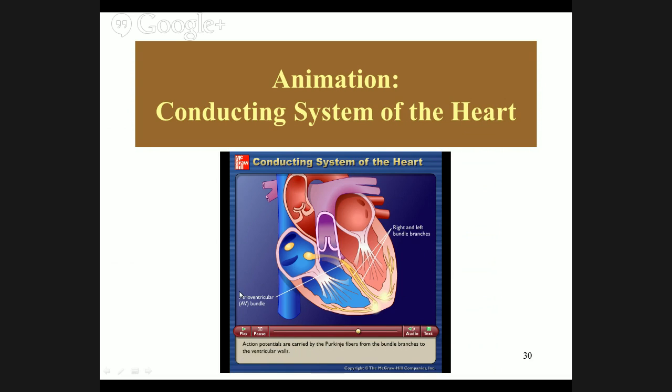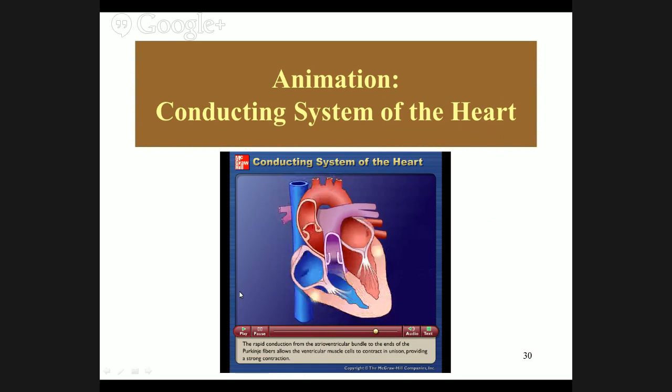Action potentials are carried by the Purkinje fibers from the bundle branches to the ventricular walls. The rapid conduction from the atrioventricular bundle to the ends of the Purkinje fibers allows the ventricular muscle cells to contract in unison, providing a strong contraction. Another very good animation.